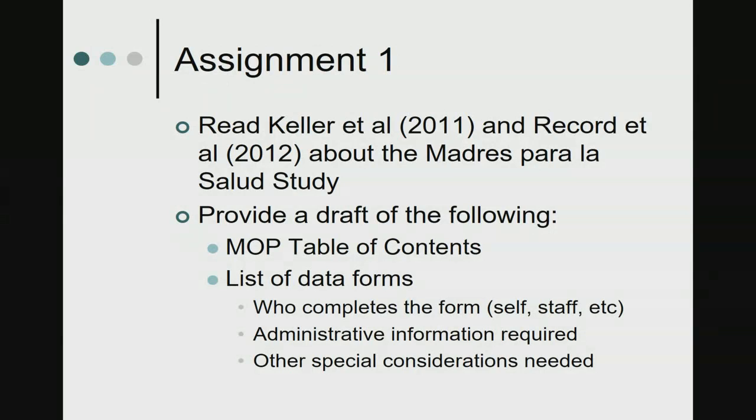It's not a big deal, and even if you don't have time, just skim through it and familiarize yourself with it. We're going to be reviewing it in class, so it's not an assignment you have to hand in.